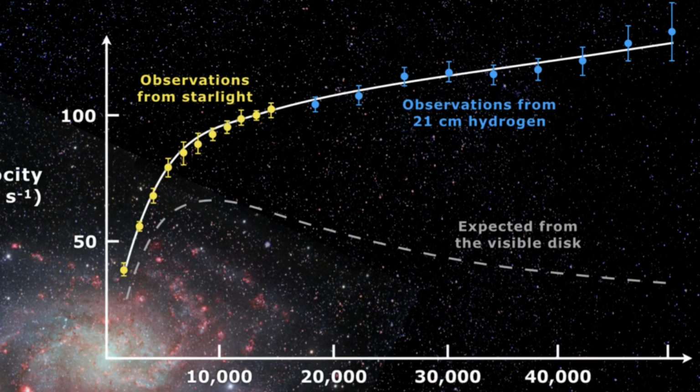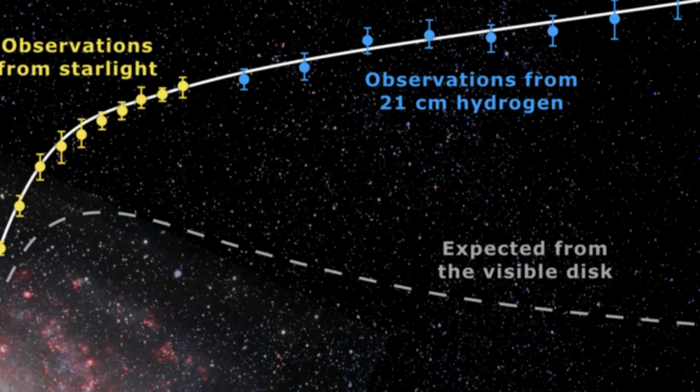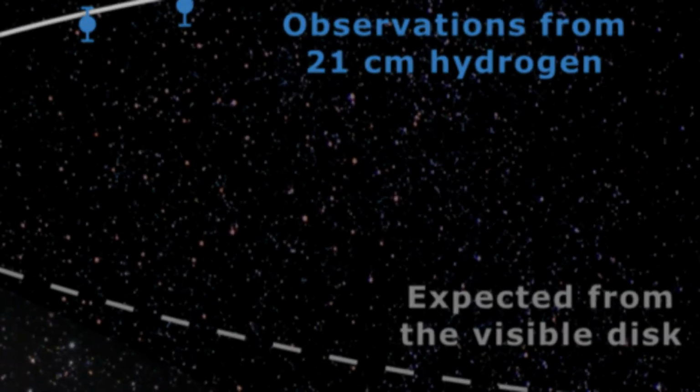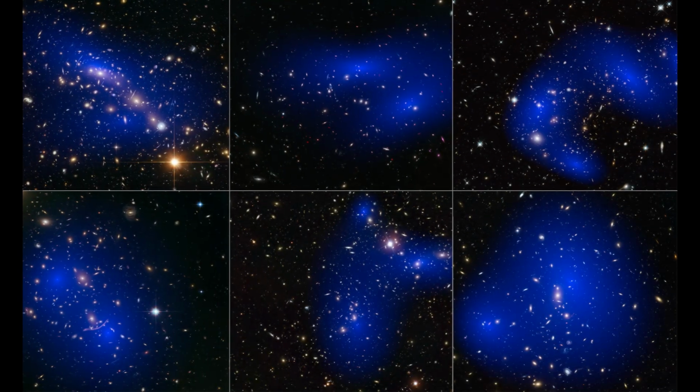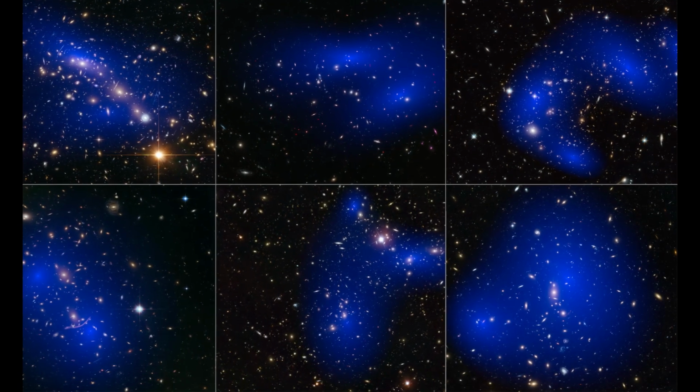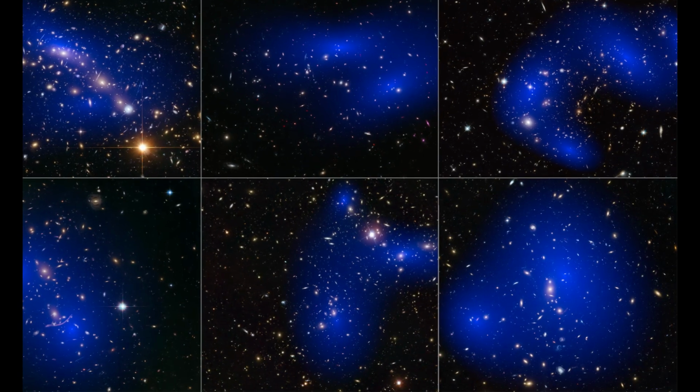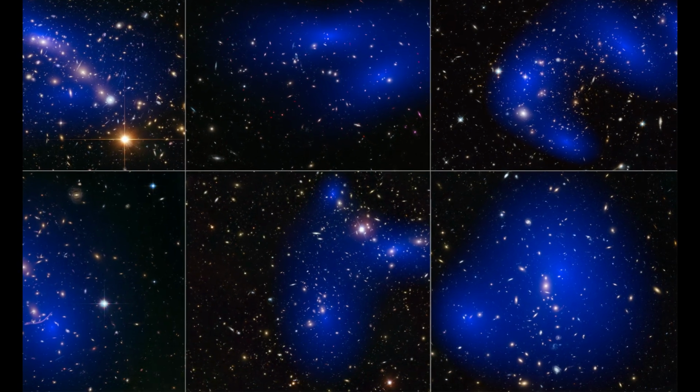The outer stars are moving too fast for the amount of observable mass. Rubin's work led to a groundbreaking conclusion. Galaxies must contain a vast amount of invisible mass. And that was the start of dark matter. The only way to make the math work is to assume that each galaxy sits inside a massive halo of dark matter, matter that does not emit light but does exert gravitational force.